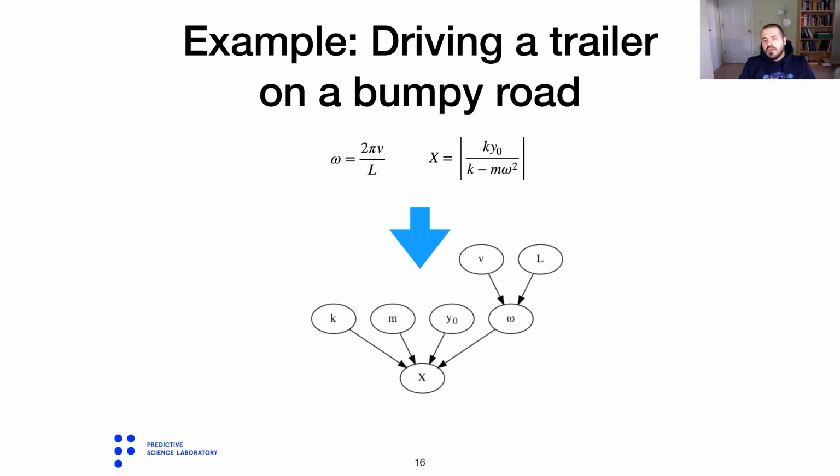So you see that v, the velocity with which the trailer is traveling, and L, the wavelength of the road roughness, together conspire to give you omega. And then if you have the spring constant and the mass of the trailer and the amplitude of the road roughness and the angular frequency omega, then all these four together will give you the maximum amplitude of oscillation. So now this is our model, and this is the causal interpretation of our model. This is how the quantities of interest omega and x get their values.